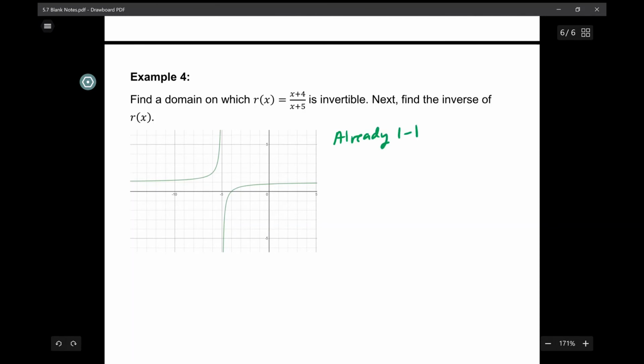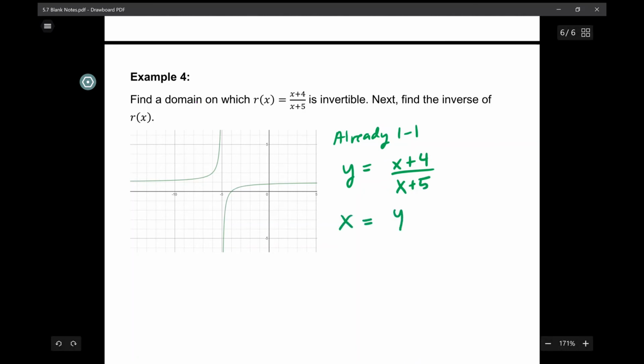Really we only have to modify the domains on even polynomials. Those are the ones you're going to have to watch out for. Sometimes on rational functions, you're going to have to modify the domain. Those can be kind of tricky too. But this one, you don't need to modify the domain. It's already passing the horizontal line test. So let's go ahead and find that inverse function. So the first thing we do is we write it as y equals, and then we switch x and y.